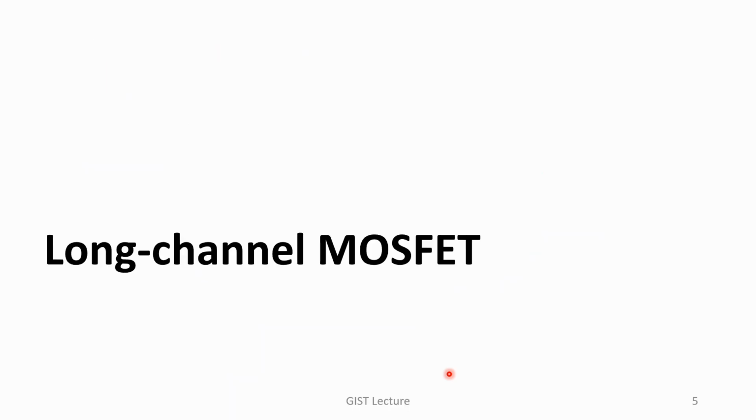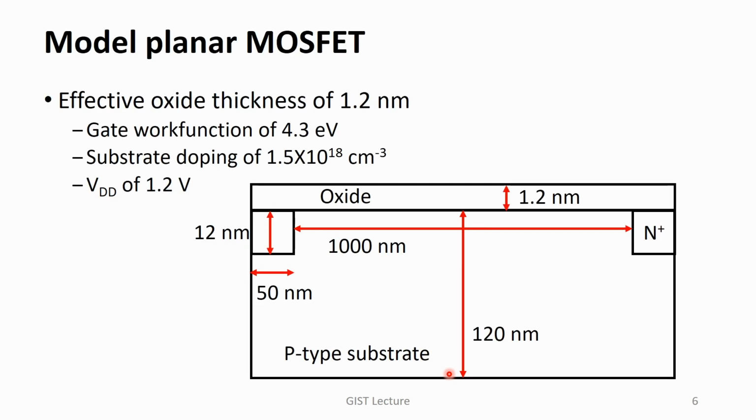Now, a long channel MOSFET structure is generated. It is a planar device. Therefore, instead of the full three-dimensional simulation, we will perform the two-dimensional simulation. The width specified by the area factor is 1 micrometer. These are important parameters of our model MOSFET.